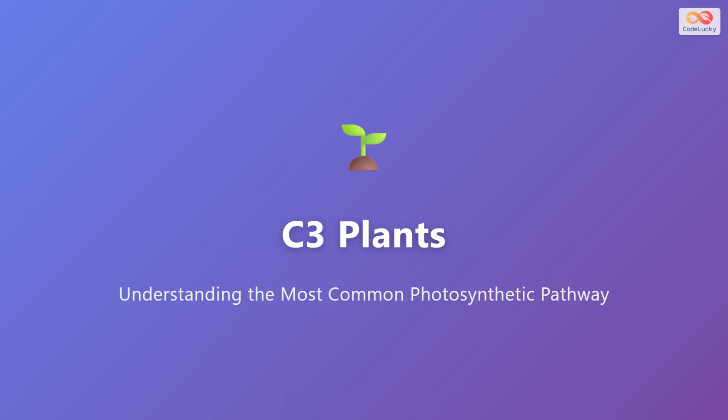C3 photosynthesis is the most fundamental and widespread photosynthetic pathway found in nature. In this video, we'll explore how these plants capture carbon dioxide and convert it into organic compounds through the process of photosynthesis. This pathway serves as the foundation for understanding plant biology and is essential knowledge for anyone studying botany or agriculture.